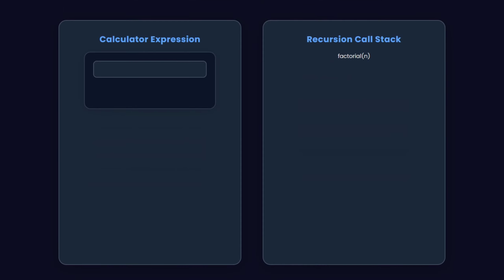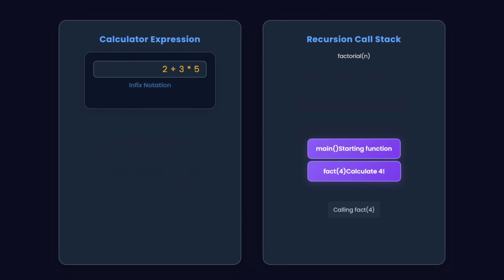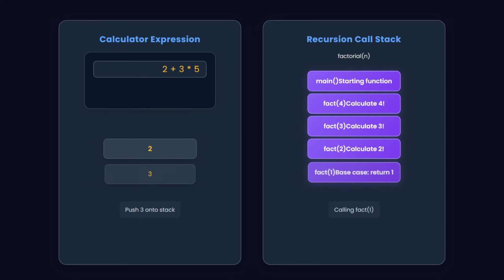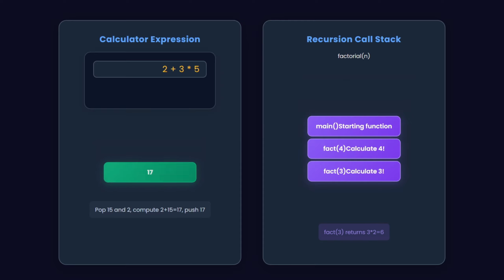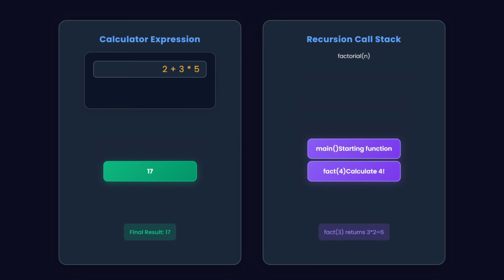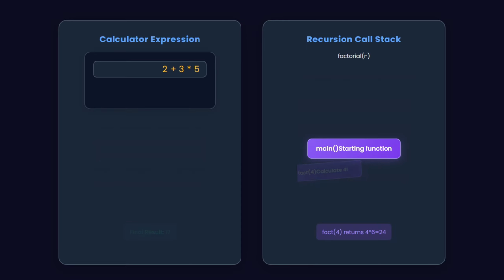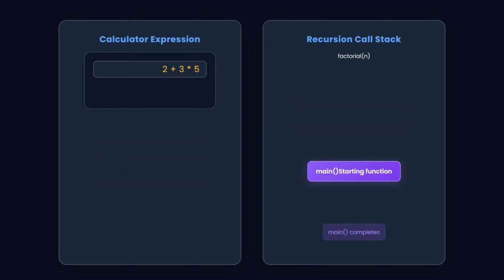For example, if you're building a calculator app, every time you input an operation like 2 plus 3 times 5, you can use a stack to evaluate the expression in the correct order using postfix notation. Also, stacks are essential in managing function calls during recursion. Every time a function calls itself, the current state is pushed onto the call stack. When the function finishes, its state is popped off the stack.